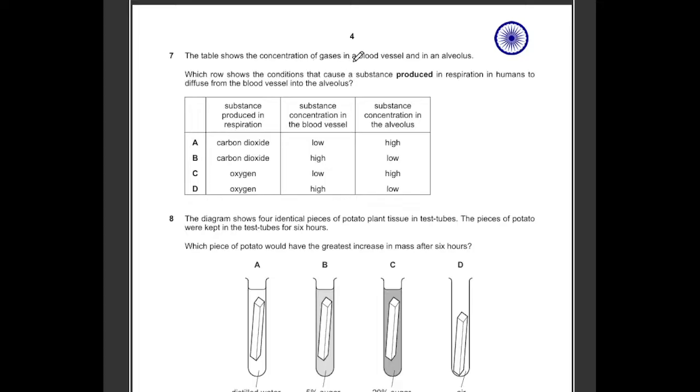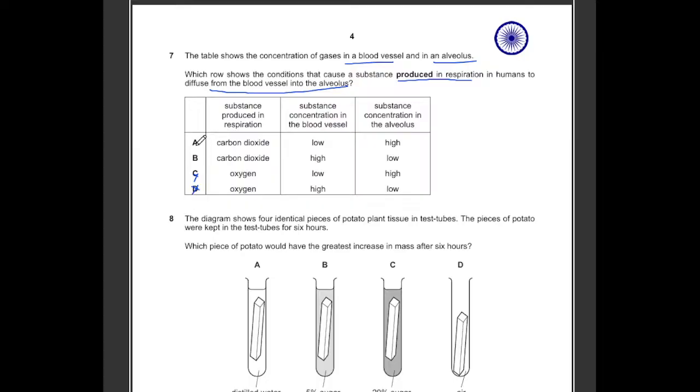Okay, concentration of gases in the blood vessels. So this is what is there. Which row shows the condition that causes a substance produced in respiration in humans to diffuse from blood vessel to alveolus? Okay, now substance produced in respiration. First thing, see the hint here, produced in respiration. What is the byproduct in respiration? It is CO2. So oxygen cannot be, and both C and D options are not there.